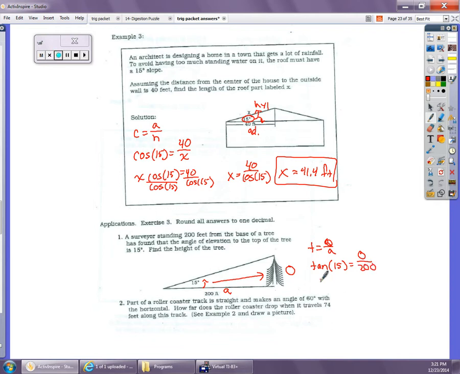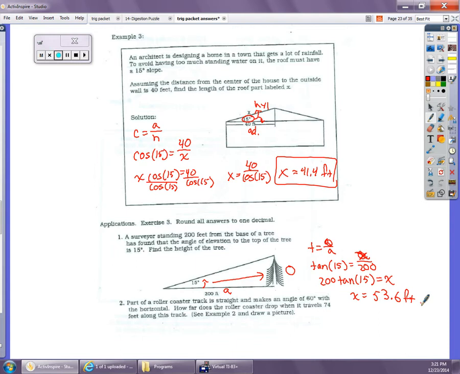So to find x, we'd multiply by the denominator. X equals, we'll call this x, and then 200 times the tangent of 15 is approximately 53.6 feet. And if you look at number 4, it doesn't give you a picture, but we can draw the picture.